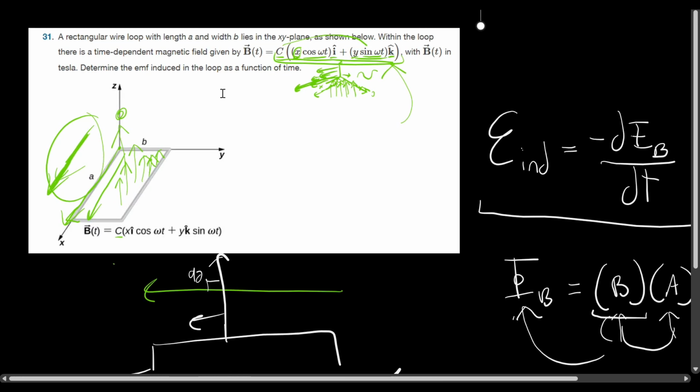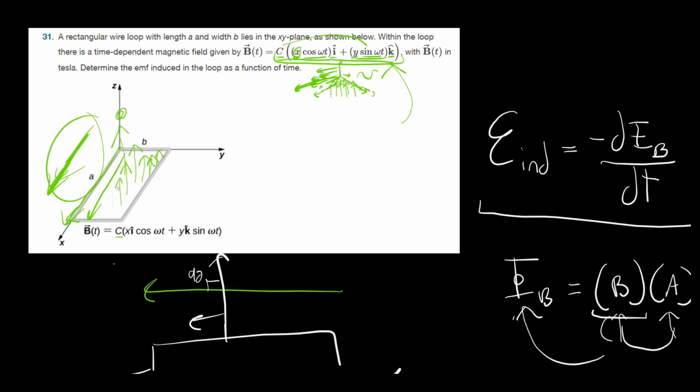Now, the next part is the field that does go through the loop, and that is our other field described by that term right there, the y sine omega t. That tells us, okay, there is a magnetic field that goes up in the k-hat direction. And by the way, we're not really given any bounds on this. It's not like it's only confined to this loop. There's a magnetic field out here pointing up certainly as well, and out there. But we are only concerned with the magnetic field going through the loop. That is what defines our magnetic flux.